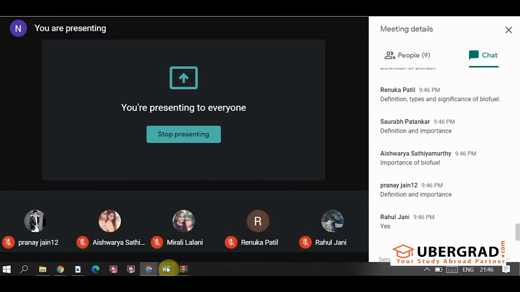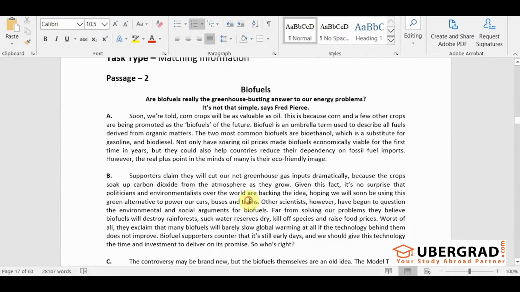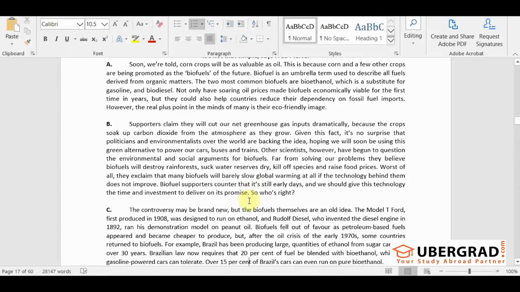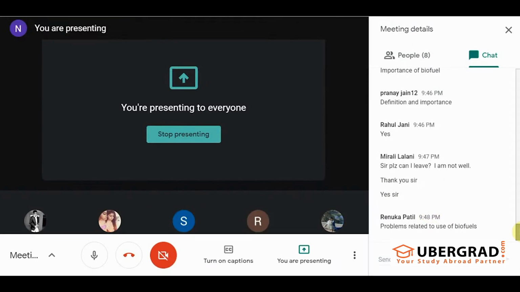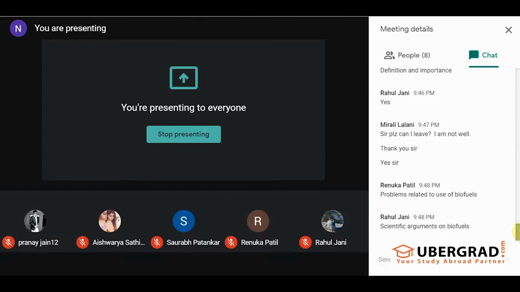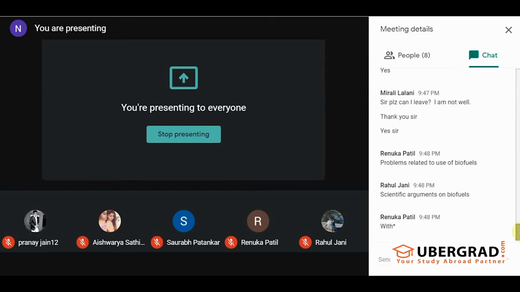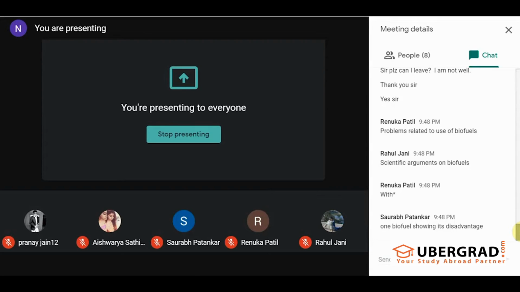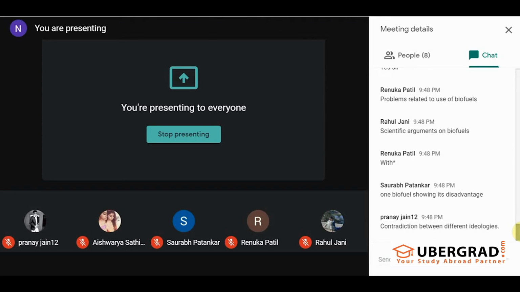Good. Come to the second paragraph. Problems related to use of biofuels. Okay, good. Scientific arguments on biofuels. Yes. Renuka, it's talking about problems, but it's talking about advantages too. It's not only talking about problems, right? One biofuel showing its disadvantage. Okay. Contradiction between different ideologies. Yes.